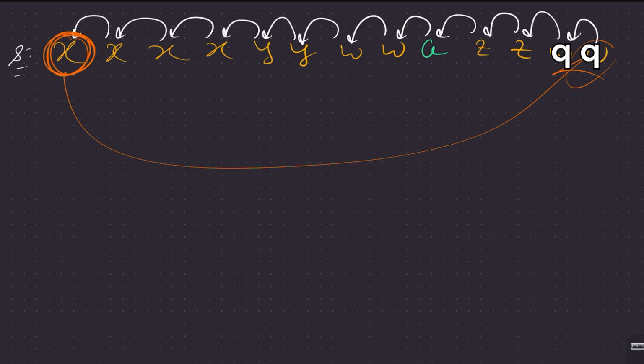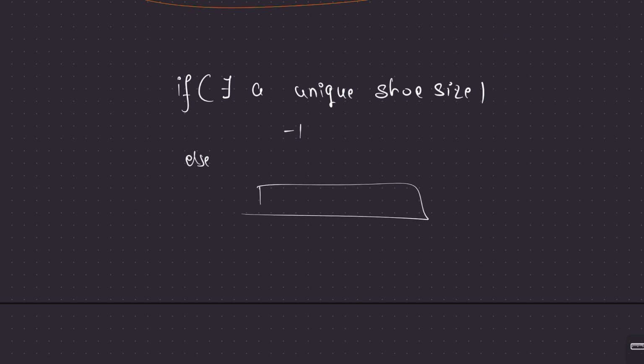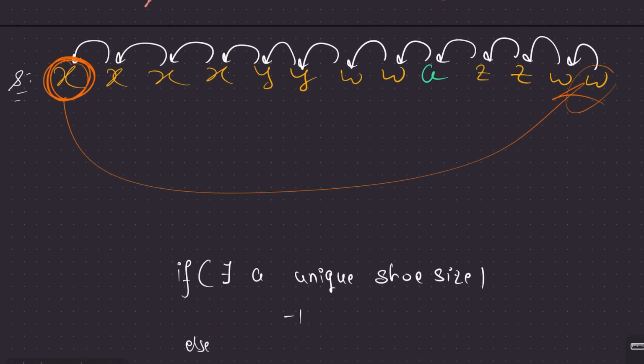So the question is done and dusted concept wise. The concept here is, if there exists a unique shoe size, a valid shuffling cannot exist and you're going to print -1. Else a valid shuffling exists and you can print that shuffling. Now how are you going to print that shuffling? Let's take this example here only.